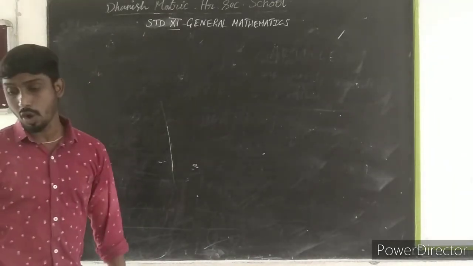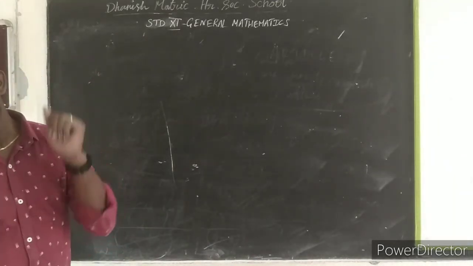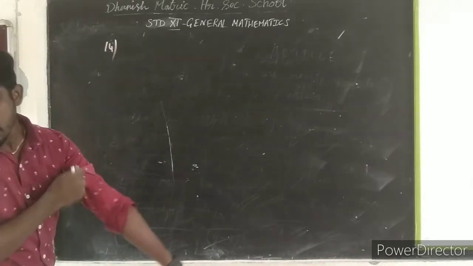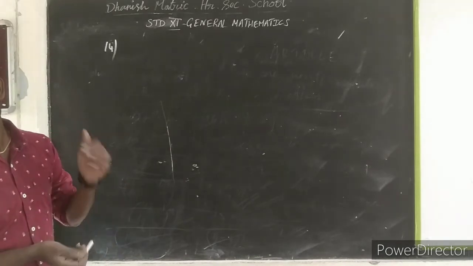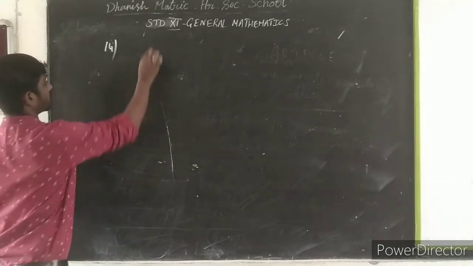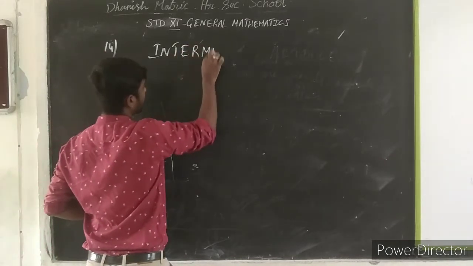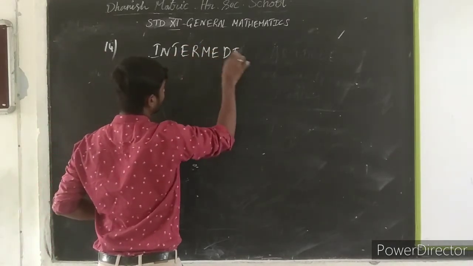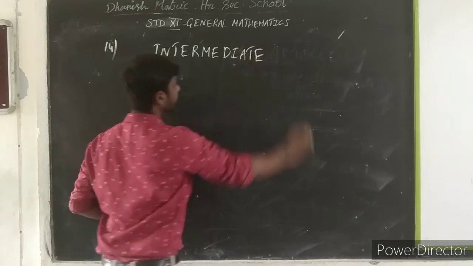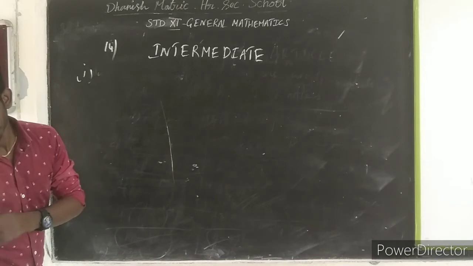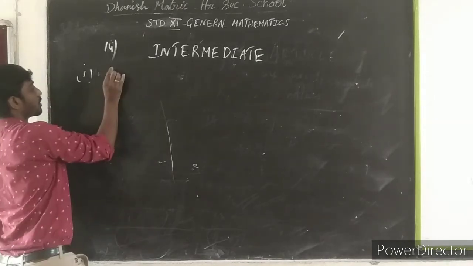How many strings are there using the letters of the word intermediate? What is the word given here? Intermediate. The question given here: the vowels and consonants are alternating. Listen here.